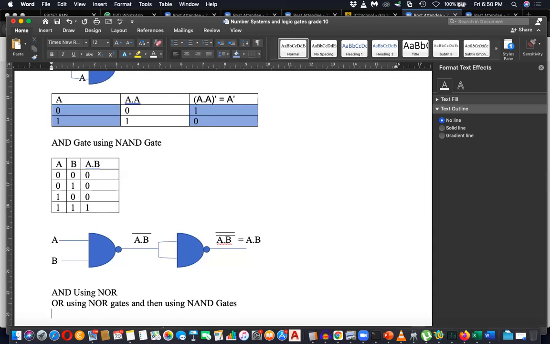What is WinRAR software? WinRAR software is used to archive a file, zip a file.